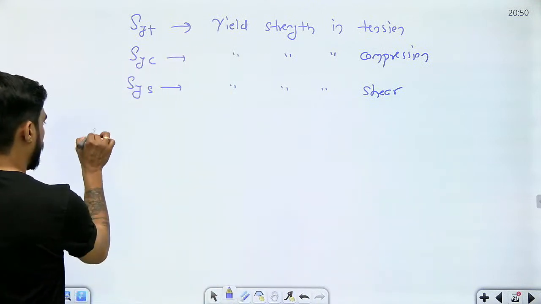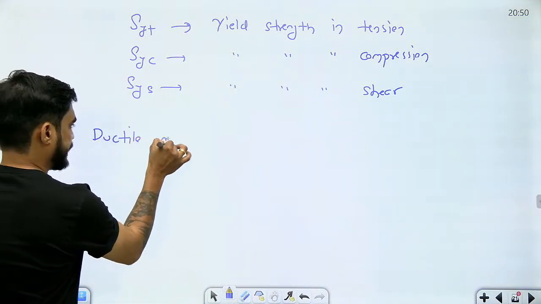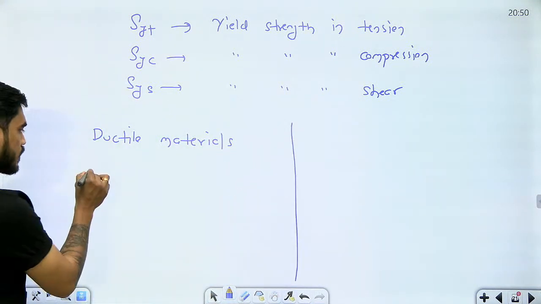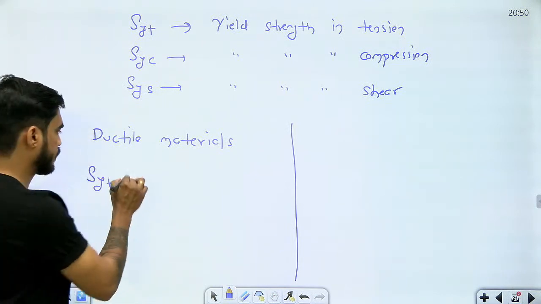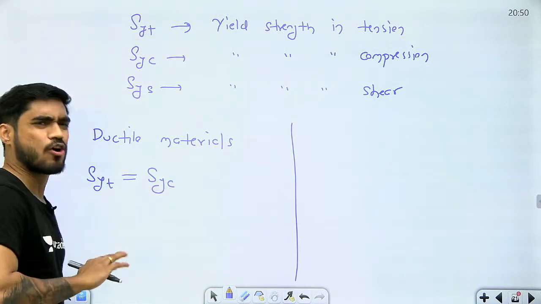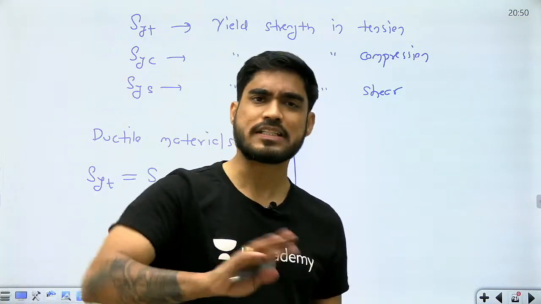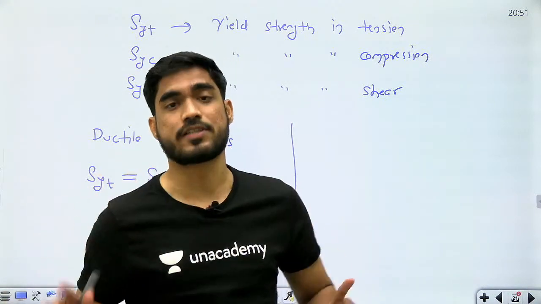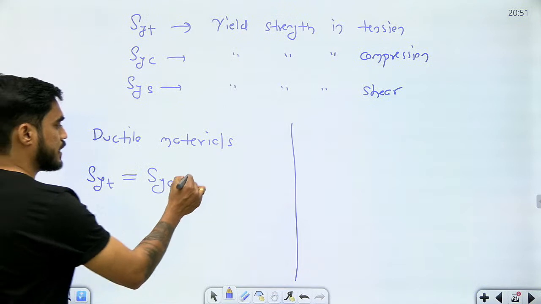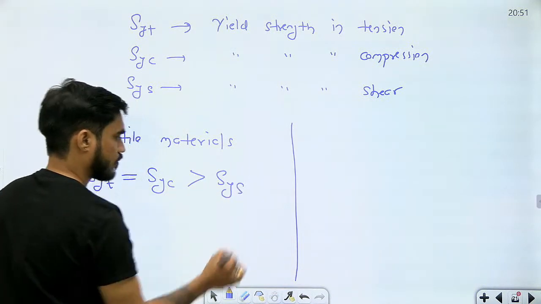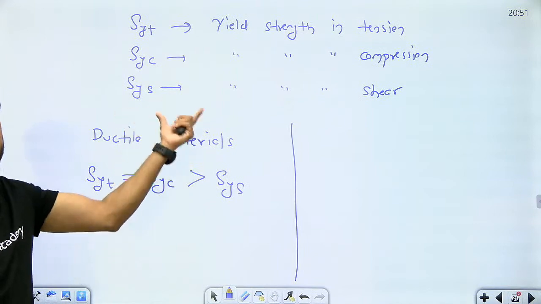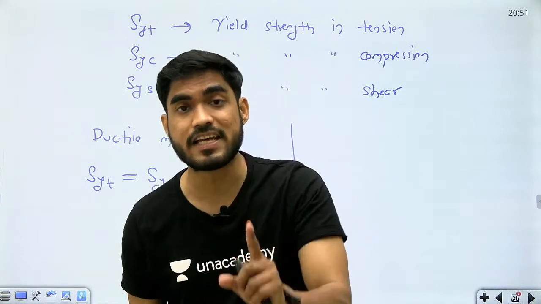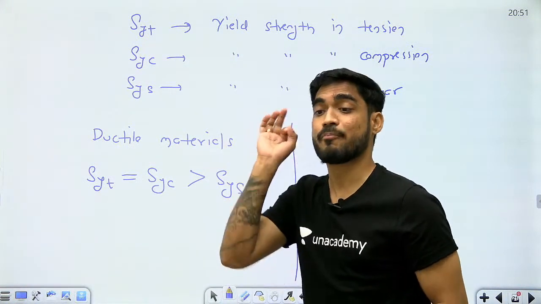Okay, now understand, for ductile materials, SYT and SYC are almost constant. Both are almost same. Tensile strength and compressive strength in case of ductile material are almost same, but the shear strength is less. So they are weakest in shear. Ductile materials are weakest in shear. ये shear में सबसे ज़्यादा weak होते हैं. Their strength in shear is minimum.